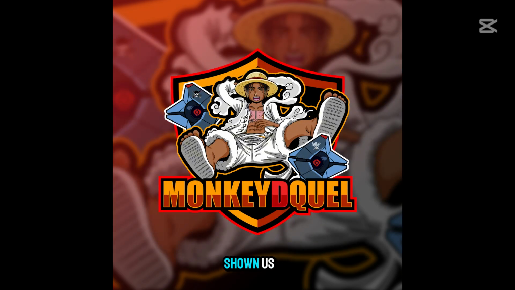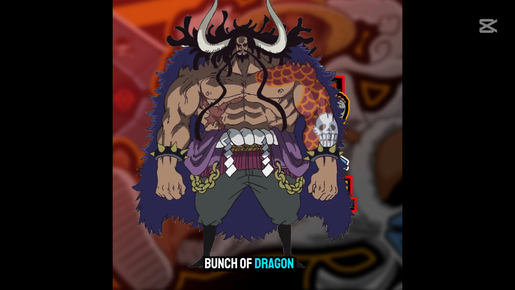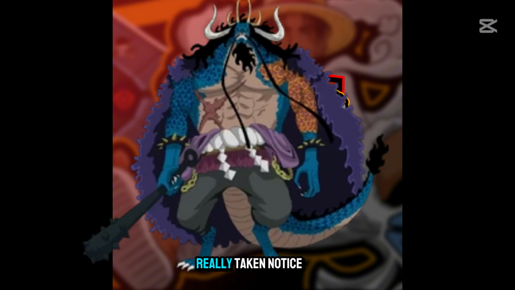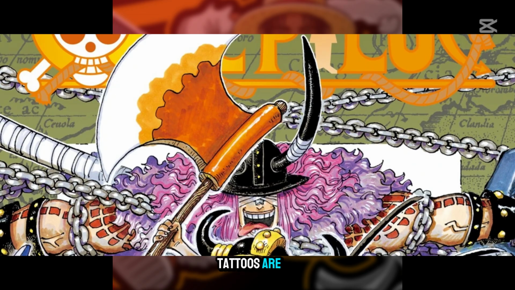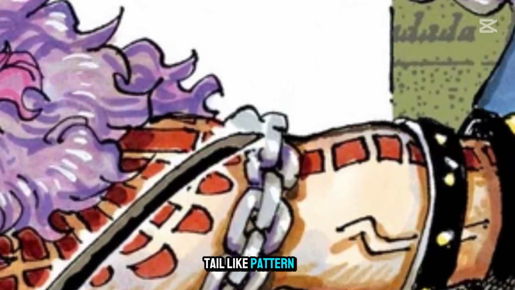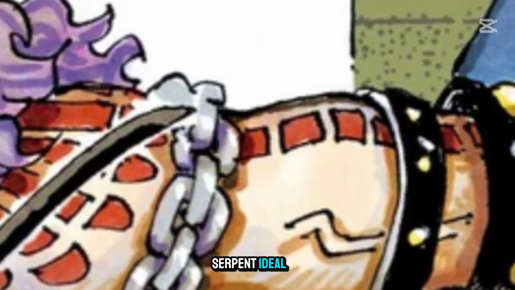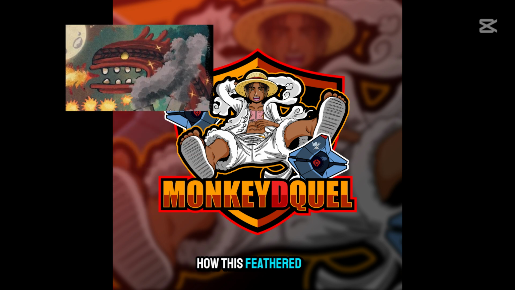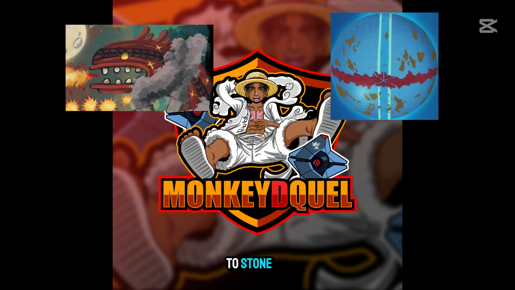And one thing that Oda has shown us is that he likes to sometimes symbolize what characters' powers are going to be. An example would be Kaido. He had a bunch of dragon scale tattoos, and then he had a dragon Devil Fruit. Has anyone ever really taken notice to what Loki's tattoos are? They're like feathers. It's like a bird. But if you also look, it follows this long tail-like pattern, supporting that feathered serpent ideal. But what's even crazier about this is the fact that we stated how this feathered serpent, the original feathered serpent, Goka, got turned into the Red Line itself and turned to stone.